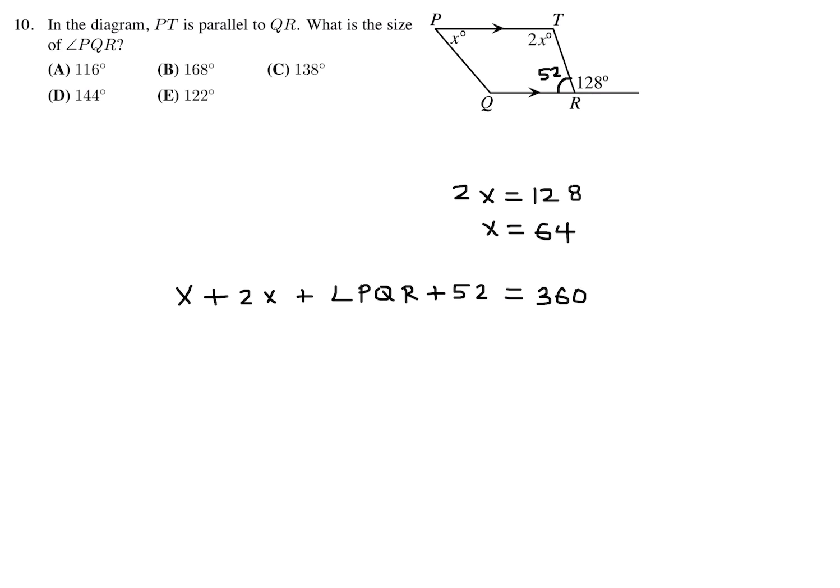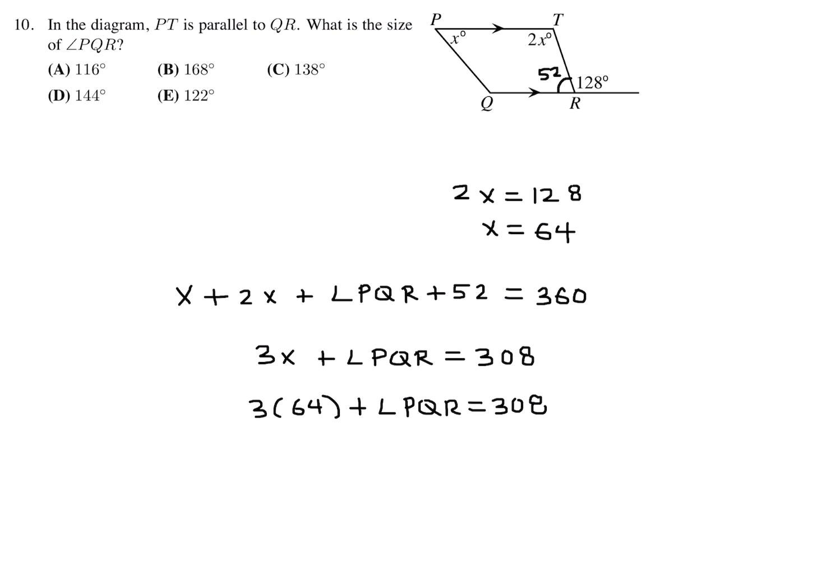So here we got 3x plus angle PQR is equal to, looks like 308. Now x we just figured out was 64, so we can substitute that in. And therefore this looks like PQR will be 308 minus 3 times 64, which is 192. And that is 116 for angle PQR. So number 10, the answer is A.